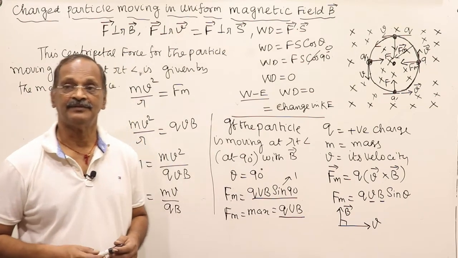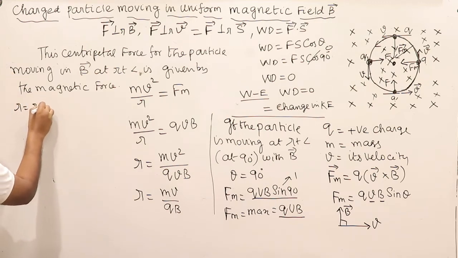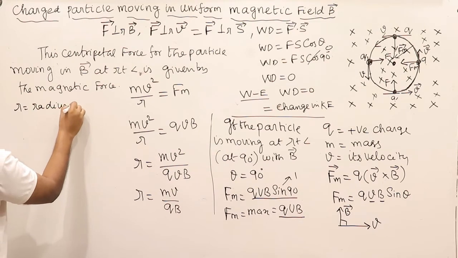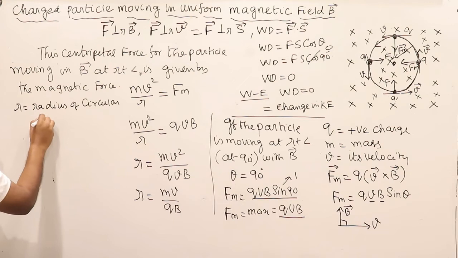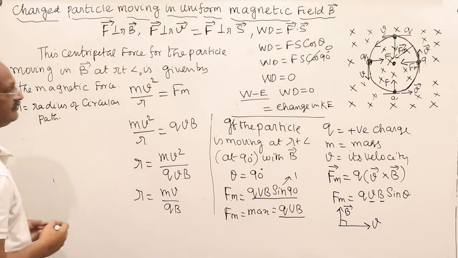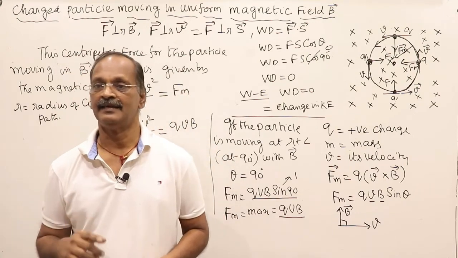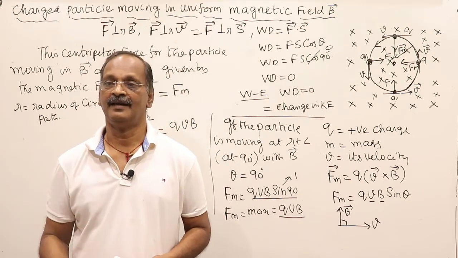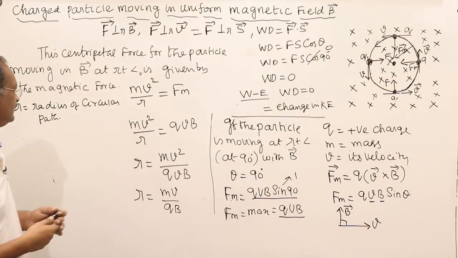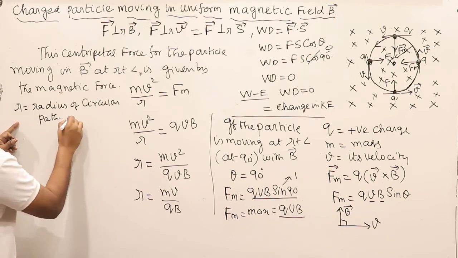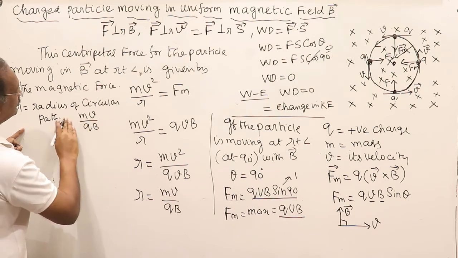So the radius of the circular path, where r is equal to the radius of the circular path. When a charged particle enters inside a magnetic field at right angles, it will traverse a circular path, and the radius of the circular path is given by r, which is equal to mv by qB.